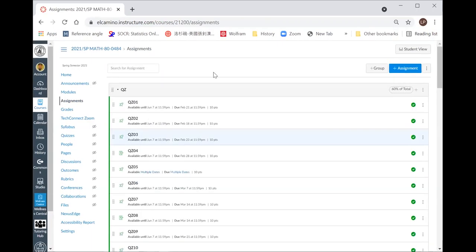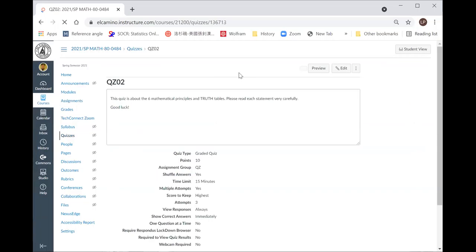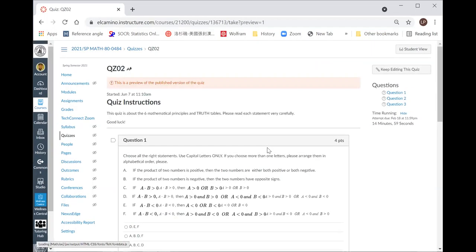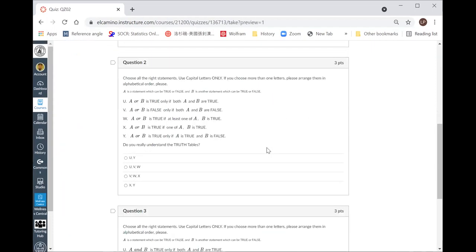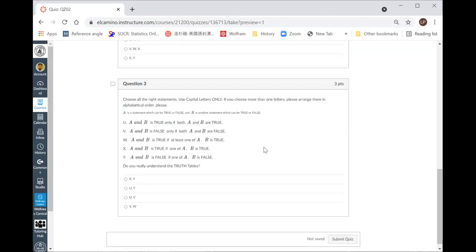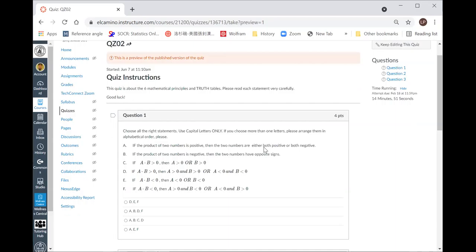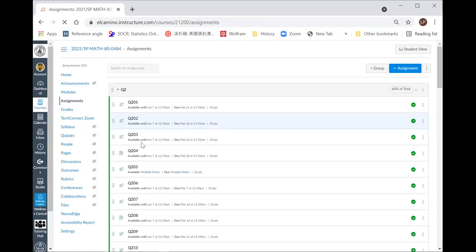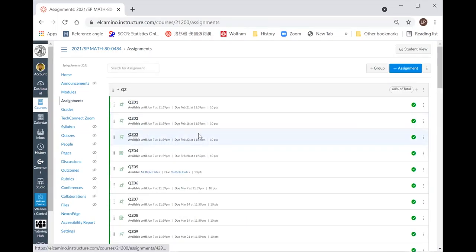Quiz number two is about truth table. Understanding truth table, and, or, you need to be very careful when you read those words, right? This second quiz is entirely about your understanding of truth table, right? You see, everything we address and cover in class, we have a quiz for it.